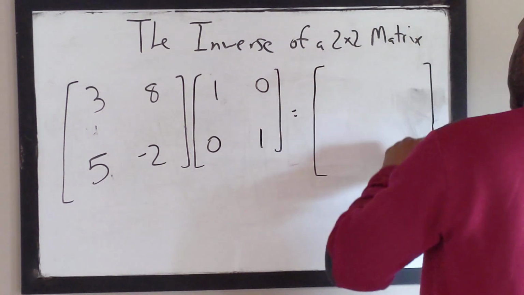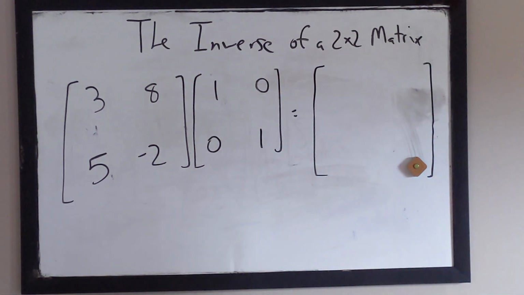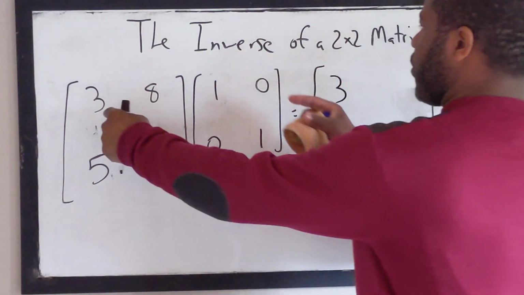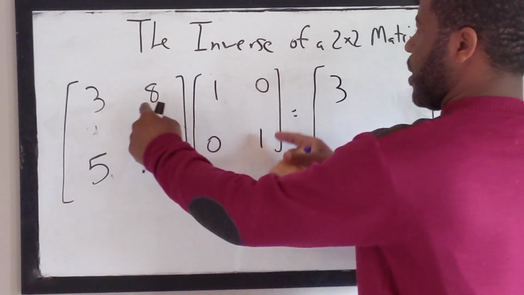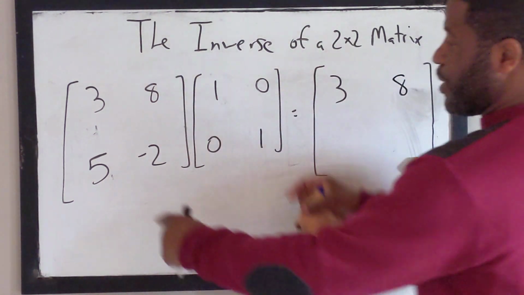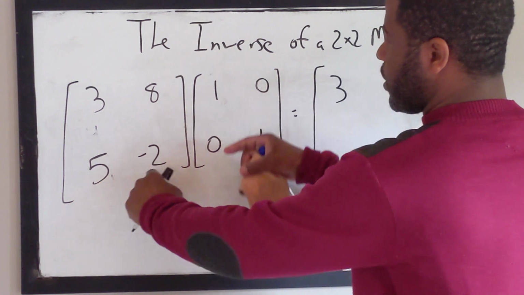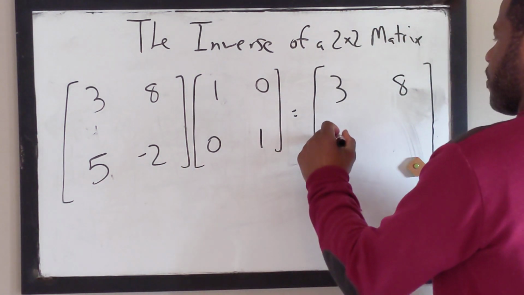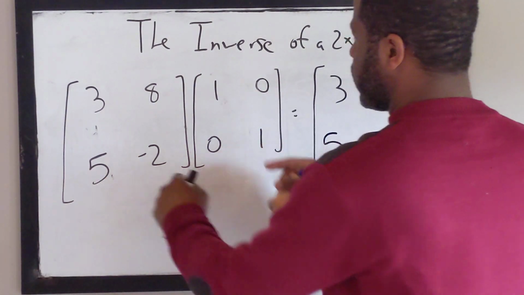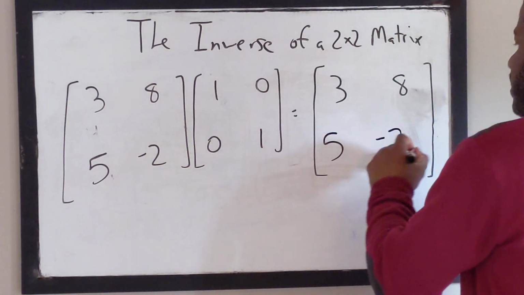Okay, we go through everything. 3 times 1 plus 8 times 0, 3. 3 times 0 plus 8 times 1, 8. You're going to have to refer back to the notes. 5 times 1, -2 times 0, 5. And then 5 times 0 and -2 times 1. That would give us a -2.